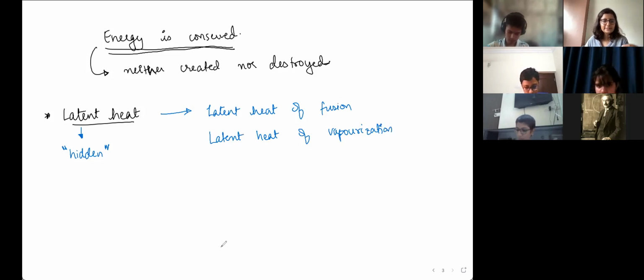Again, it is the heat energy used up in melting or boiling. To phrase this another way, it's the heat energy required to convert a certain mass of a solid into liquid, if you're talking about latent heat of fusion. And it is the heat energy required to convert a certain mass of liquid into gas when we're talking about vaporization. So for vaporization, it is liquid to gas. And for fusion, it is solid to liquid.